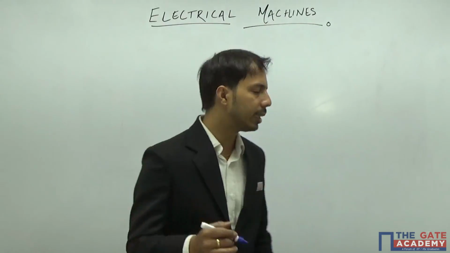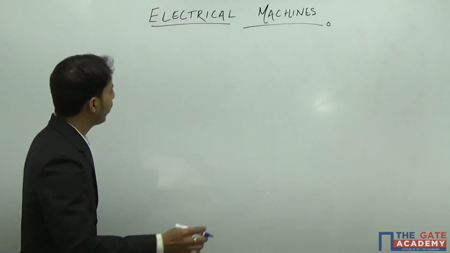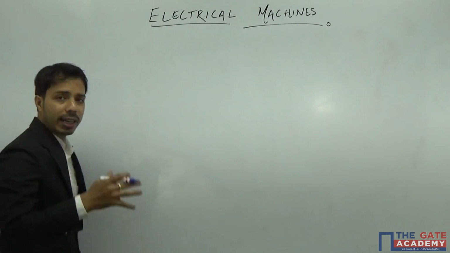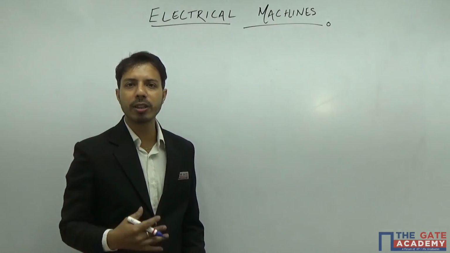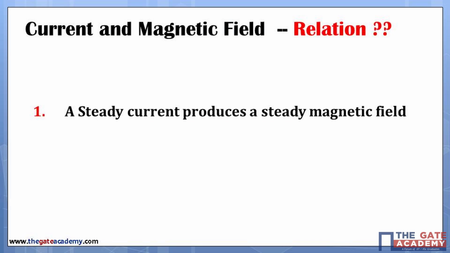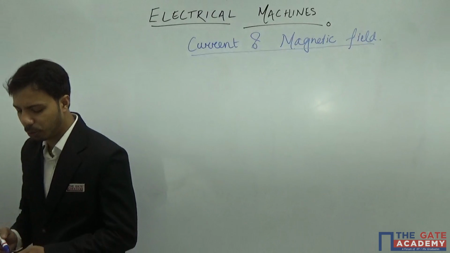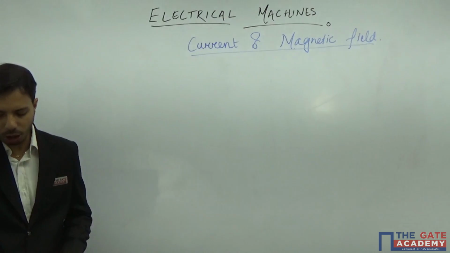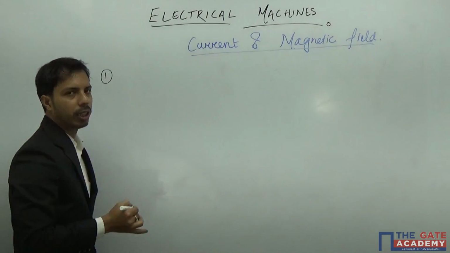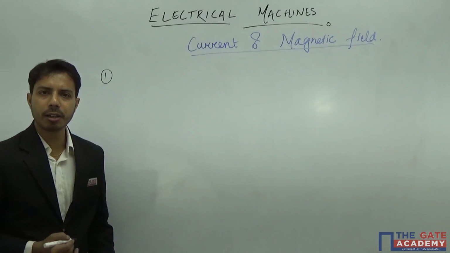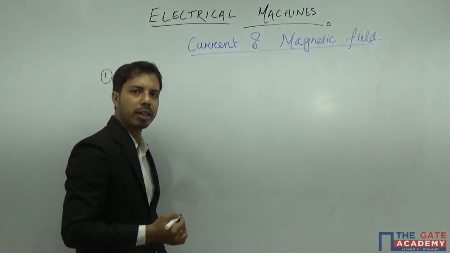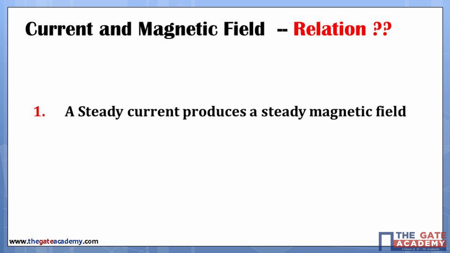And this relationship says that, okay, the first relationship. So what I am saying is that we will try to derive the relationship between current and magnetic field. The first relationship was given by Hans Ørsted. What did he say? He said that a steady current produces a steady magnetic field.